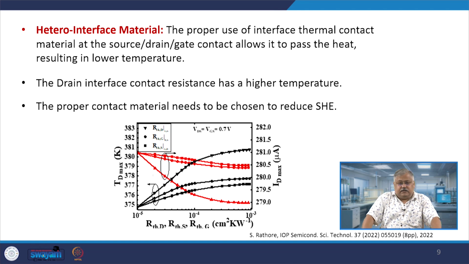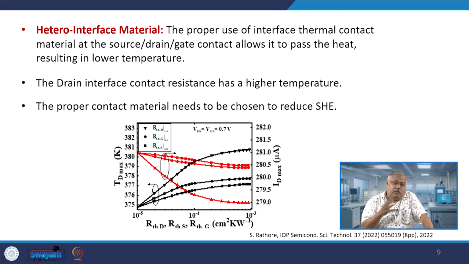Another solution is a material based solution, where you use a hetero interface material, and this will actually allow the heat to pass through and will result in a much lower temperature. Now, the drain interface contact resistance obviously has the higher temperature, because it is on the drain side. On the drain side, since you have velocity saturation and more transfer from potential to kinetic energy, you will have a much larger temperature there.